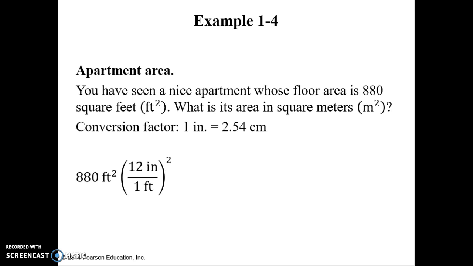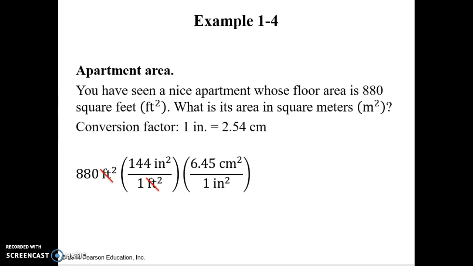Notice the square on the outside of the conversion factor. Let's factor in that square so that we have 144 inches squared over 1 foot squared. With inches squared on top, feet squared cancel out. Then we can convert inches squared to centimeters squared. Let's factor in that square to have 6.45 centimeters squared over 1 inch squared. With centimeters squared on top, the inches squared will cancel out.